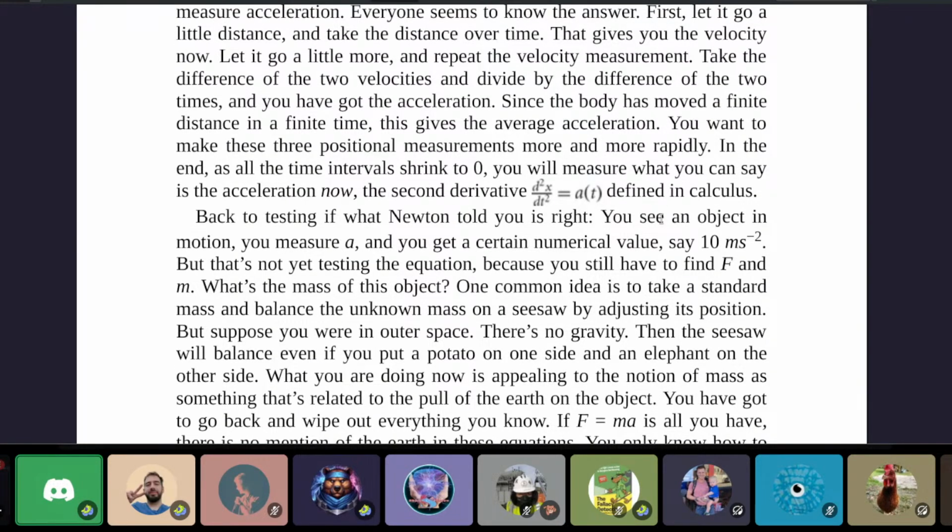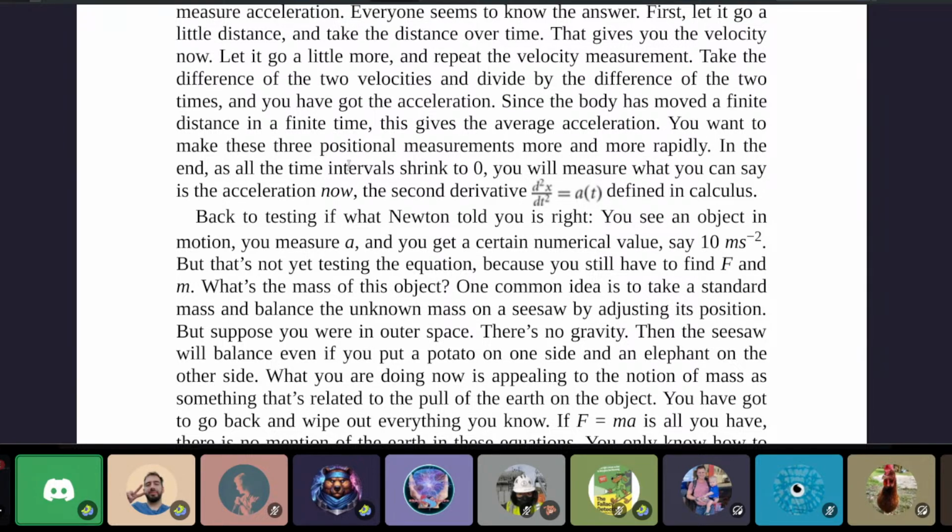First, let it go a little distance and take the distance over time. But that gives you the velocity. Now let it go a little more and repeat the velocity measurement. Take the difference of the two velocities and divide by the difference of the two times, and you have got the acceleration. Since the body has moved a finite distance in a finite time, this gives the average acceleration.